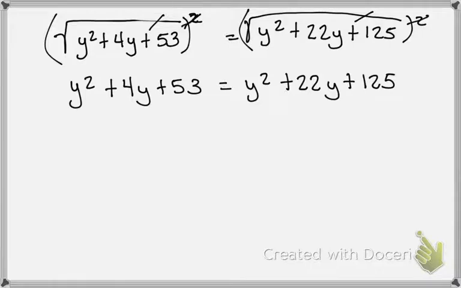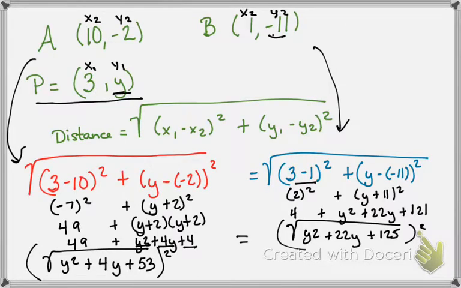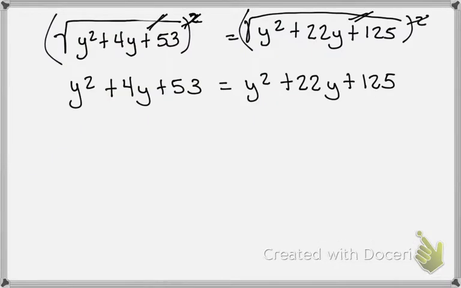That squaring of both sides cancels out the square root symbol for both sides, and I end up with Y squared plus 4Y plus 53 on one side, and Y squared plus 22Y plus 125 on the other. So now I want to solve for Y, because that's the whole thing I'm looking for. If I go back here, I'm actually looking for this Y. So I'm going to move these over.